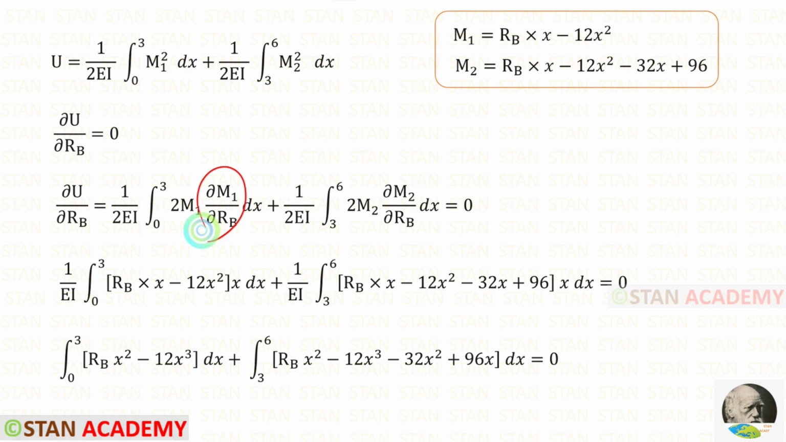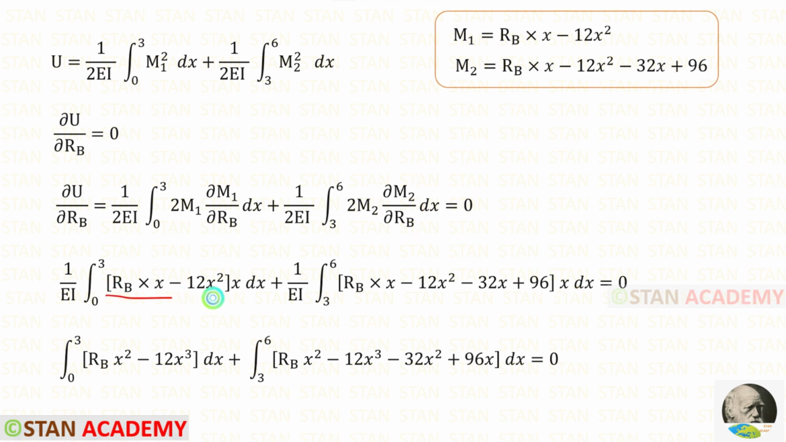Now let us partially differentiate m1 with respect to Rb. For Rb, it will be 1. In this term, there is no Rb, so it will be 0. 1 into x, it will be x. Now let us partially differentiate m2 with respect to Rb. For Rb, it will be 1. In these three terms, there is no Rb, so it will be 0. 1 into x, it will be x.